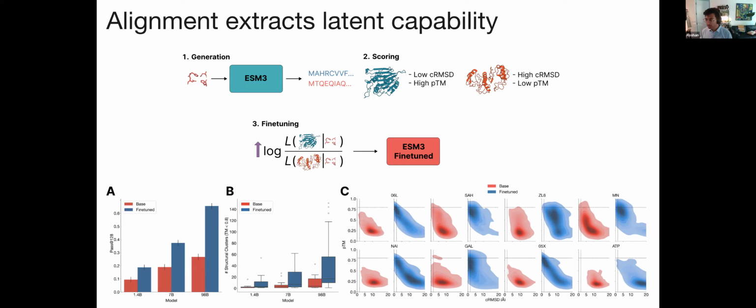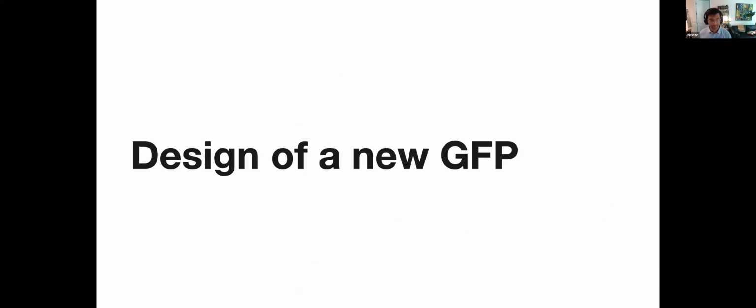I don't actually know numbers for RF diffusion off the top of my head, but I think RF diffusion performs about on par with our 1.4 billion parameter model here, but I would have to rerun it. There's been some changes since we made this data set, and so I'm not 100% sure about that. Okay.